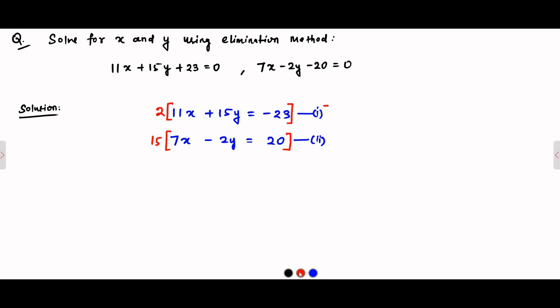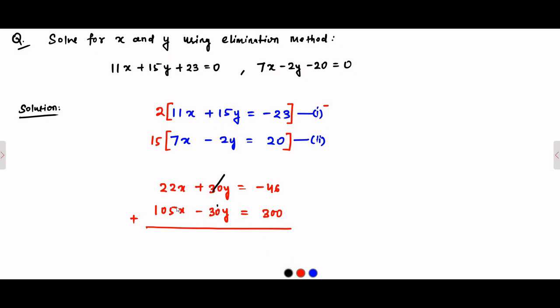So we got 22x plus 30y is equal to minus 46. Here we got 105x minus 30y is equal to 300. So now we'll add them. Add these two modified equations. So plus 30y minus 30y, it will get cancelled.